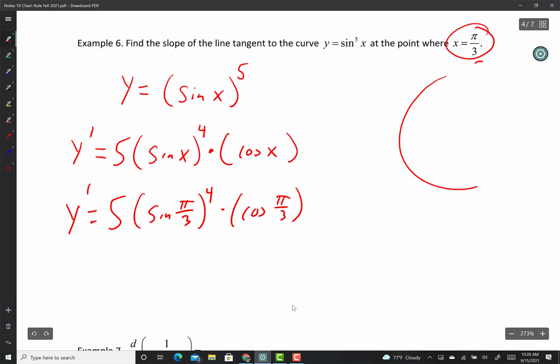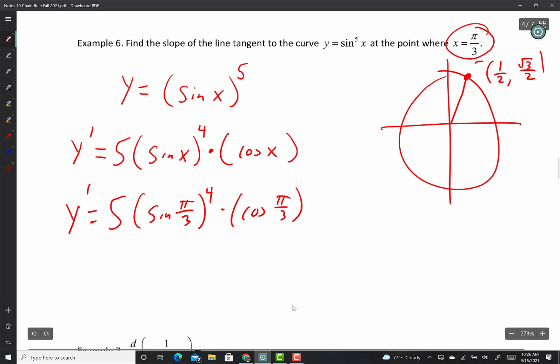So here's my unit circle. Pi over 3 is like what degree? 60. And at 60 degrees, the x is what? The x is a half, and the y is square root of 3 over 2. Oh, yeah. I was saying x as an x coordinate. All right.